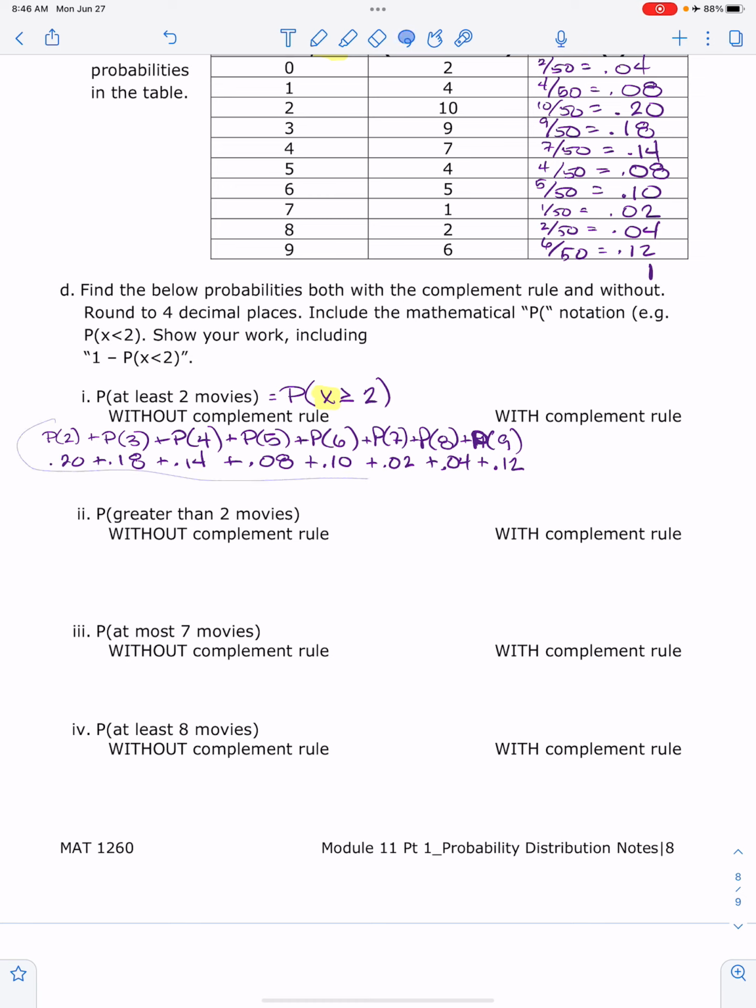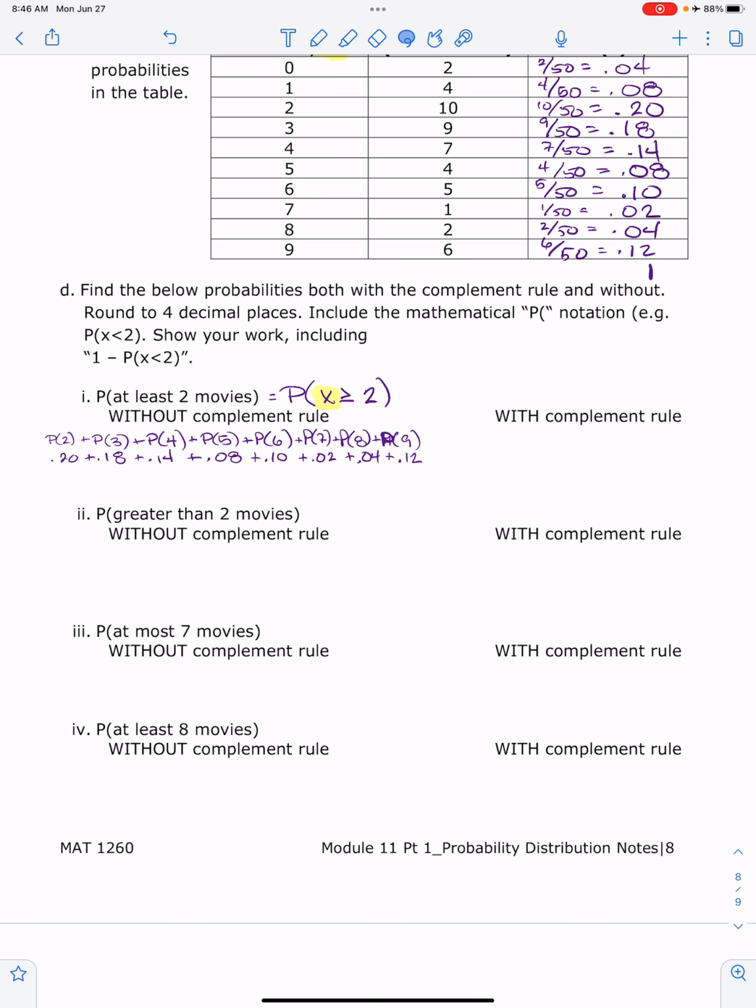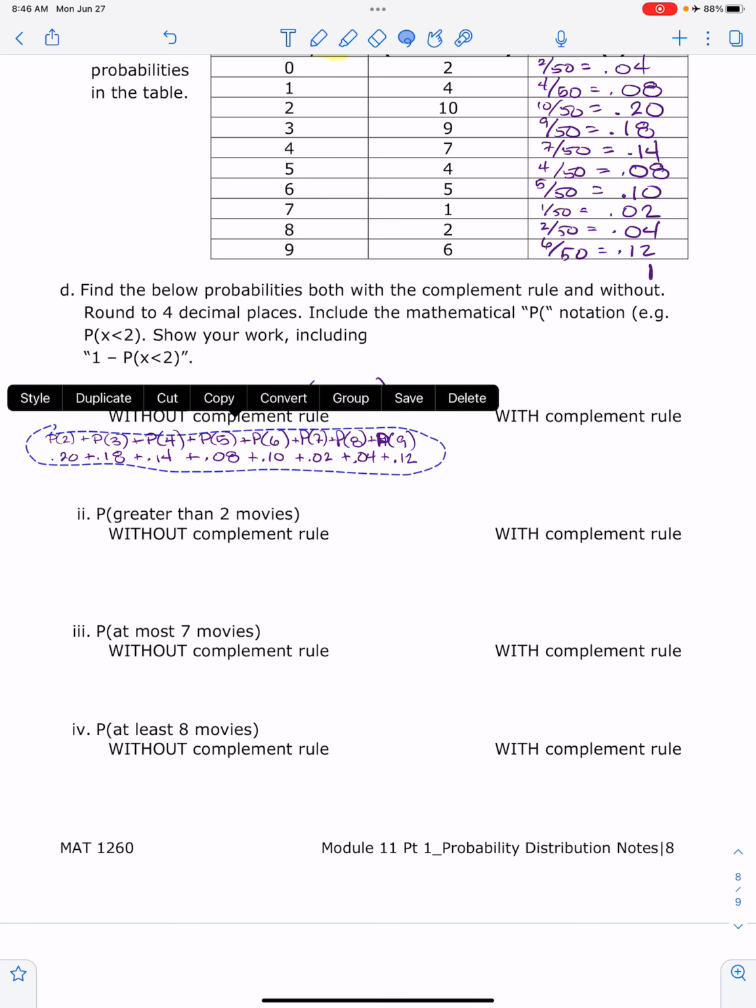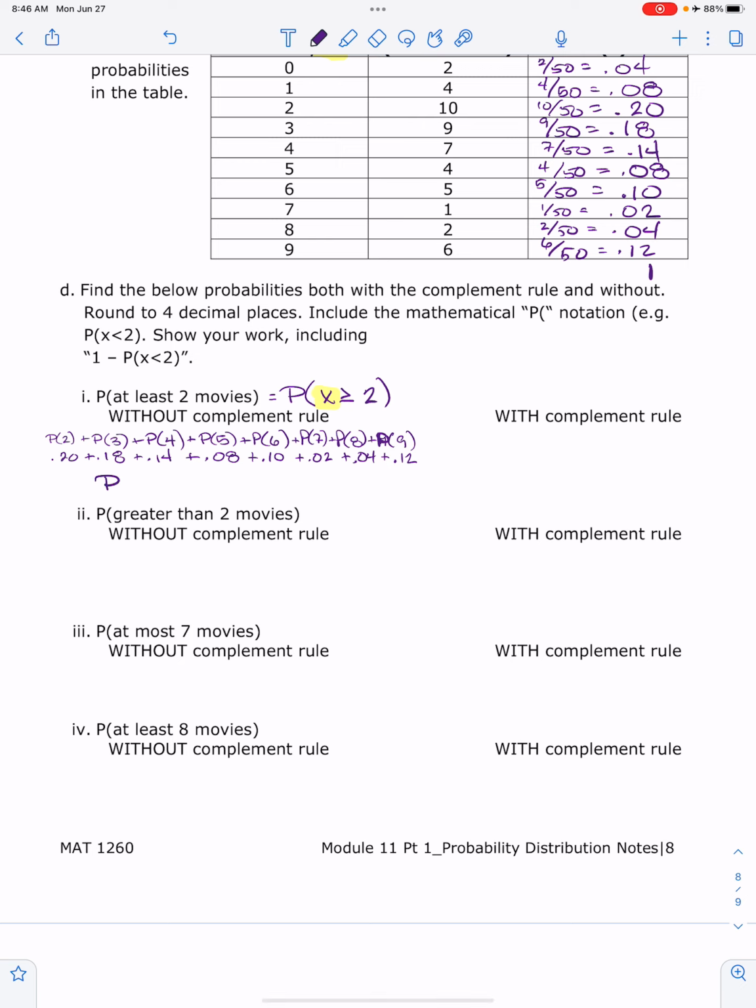Now let me go ahead and shrink. I get the probability that the number of movies is at least 2. When I add all those up, it is 0.88.